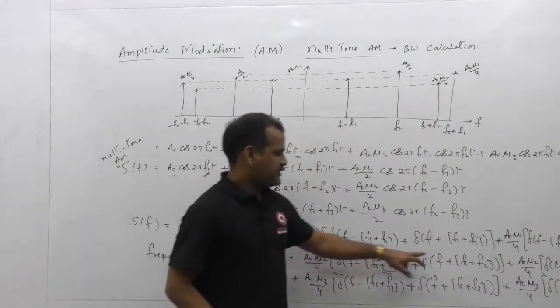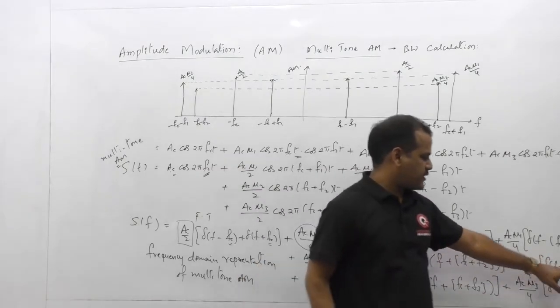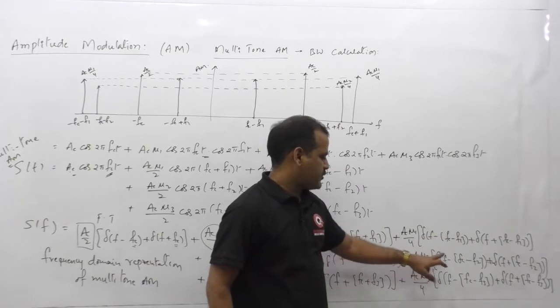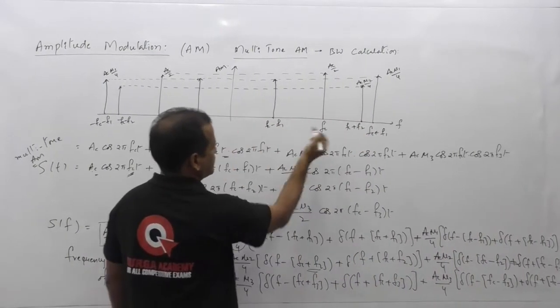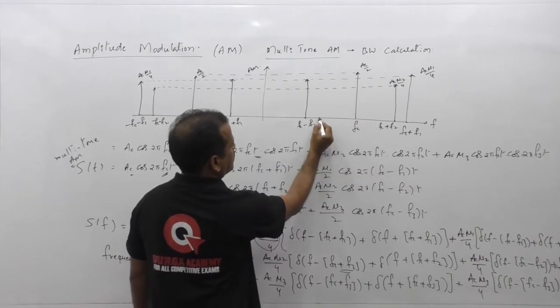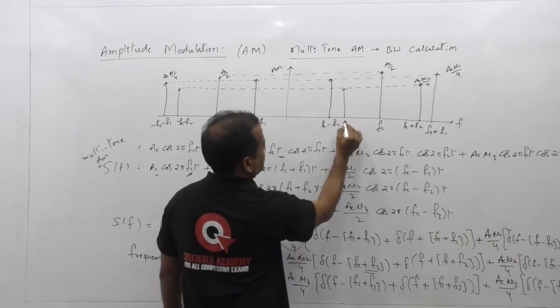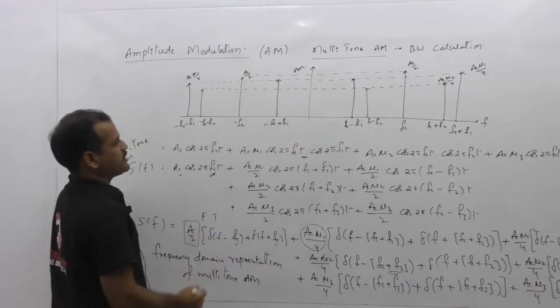This is for the upper side band second term. Similarly, for the lower side band second term, this is the right side function and this is the left side function. We will have Ac mu2 by 4, the same amplitude, for this LSB, Fc minus F2. So with respect to Fc, F2, I can take minus Fc minus F2 here, same amplitude. That means the Fc minus F2 component, and the reflection of that one.